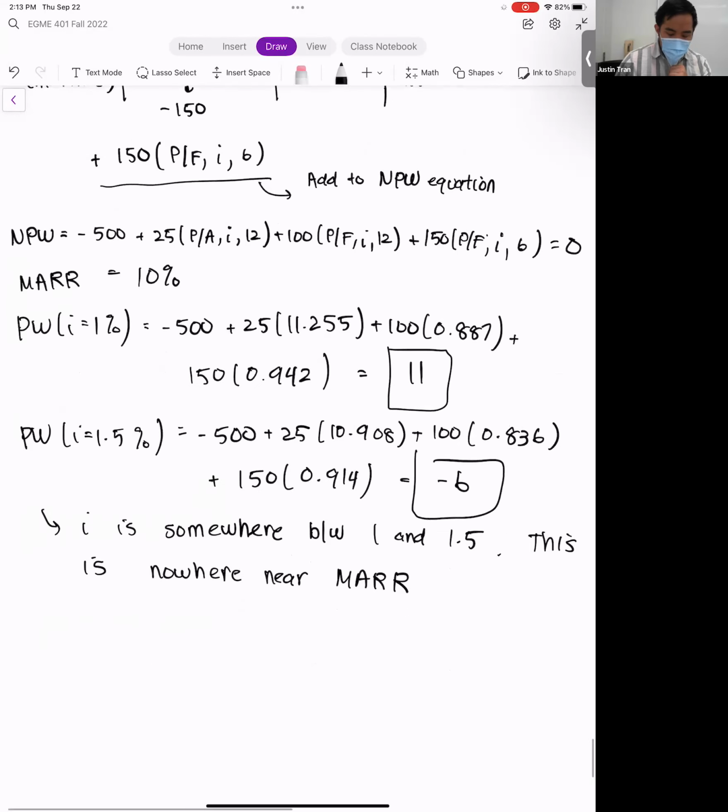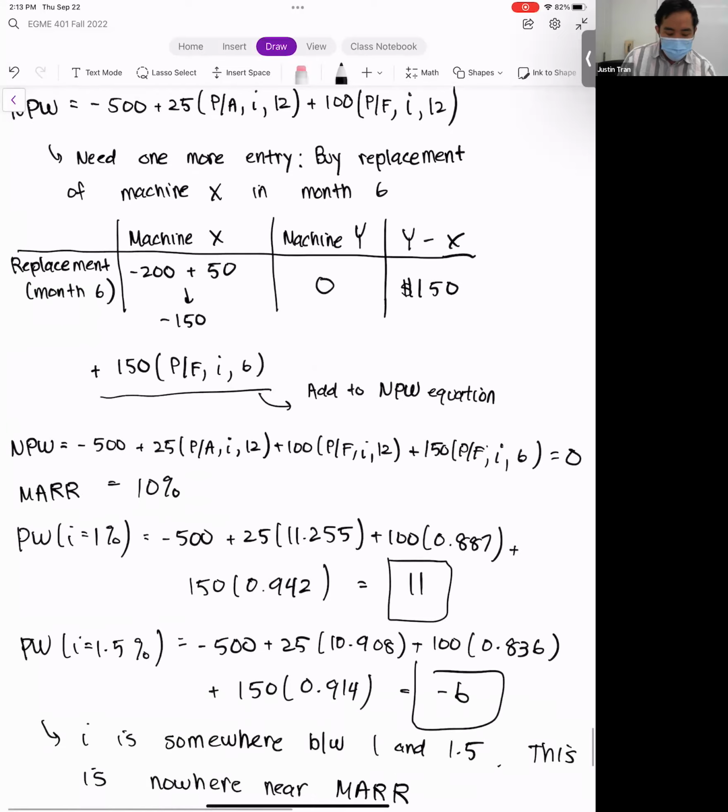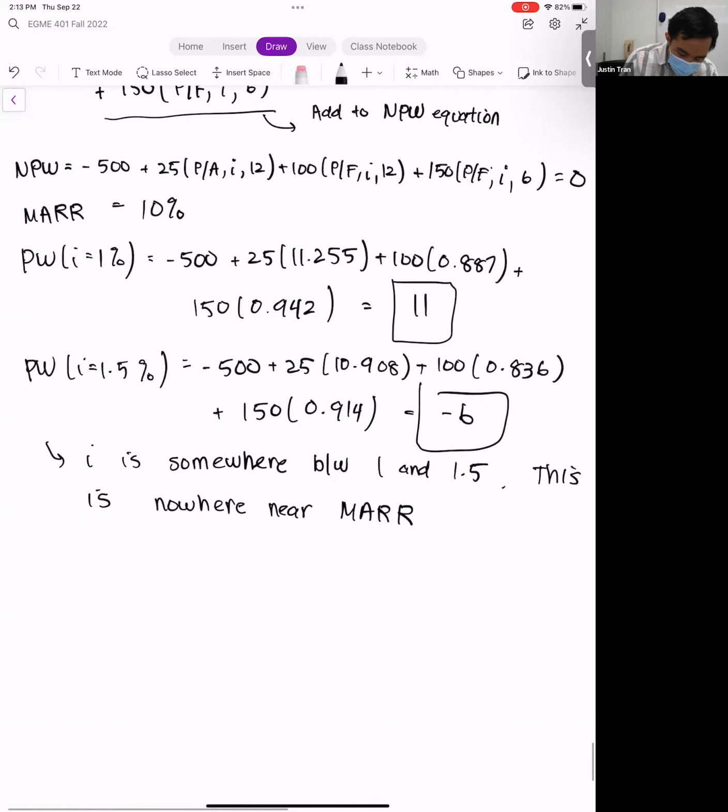And so since the incremental rate of return is way less than the MARR, this tells us we should go with the cheaper option. And so the cheaper option in this case is machine X.